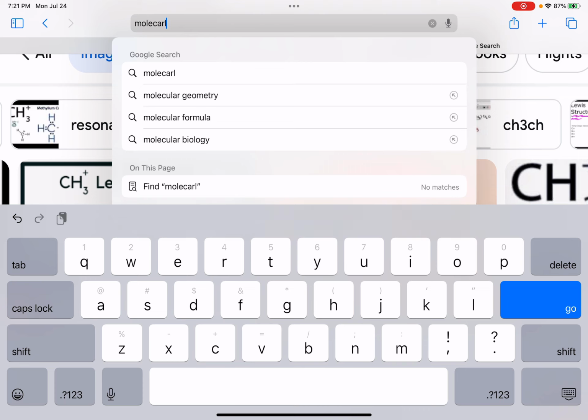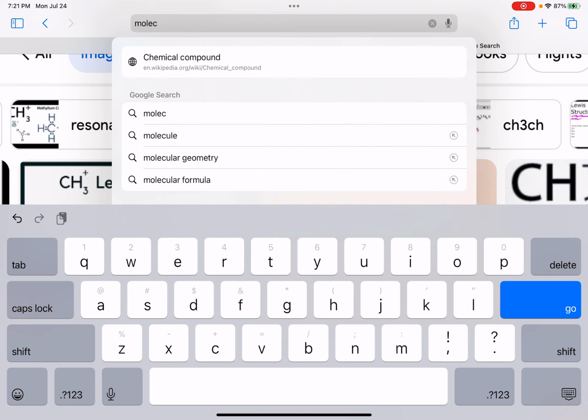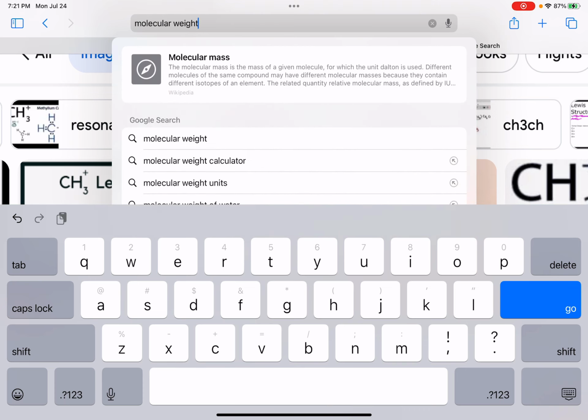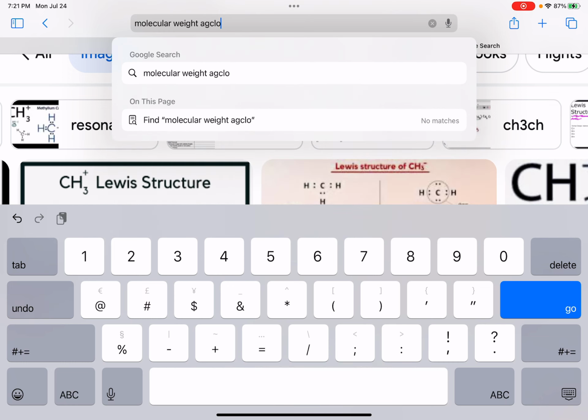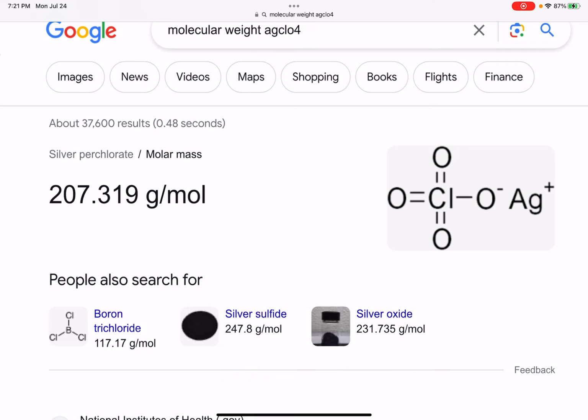Molecular weight of AgClO4. Be careful when you're looking this up because Google does have a tendency to think that you mean something else. So I've got this pulled up, 207. I am double checking and looking at the Lewis structure over on the side to make sure that it actually is AgClO4 and not something else like AgClO3.